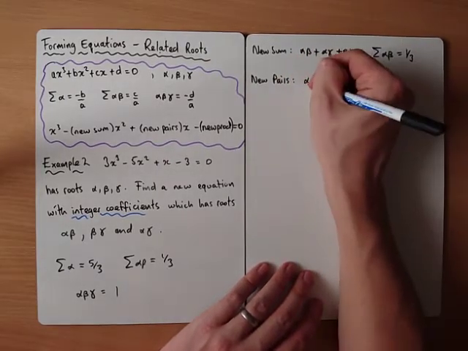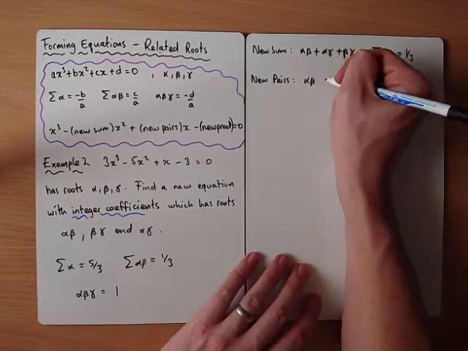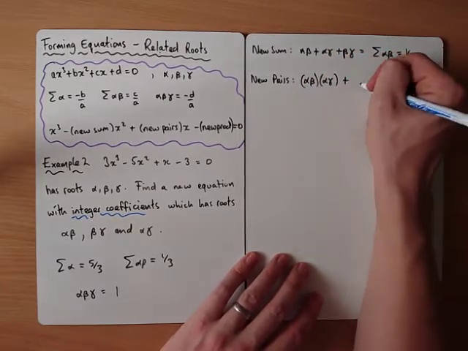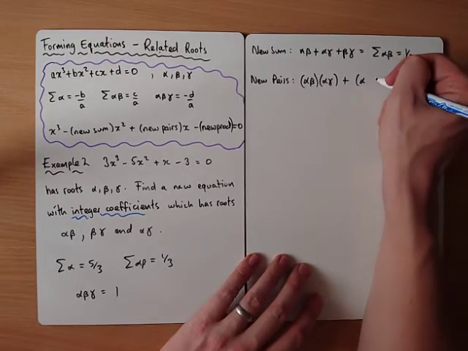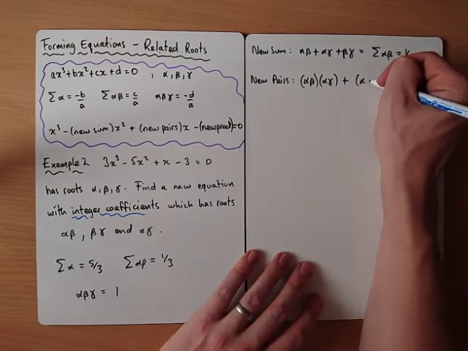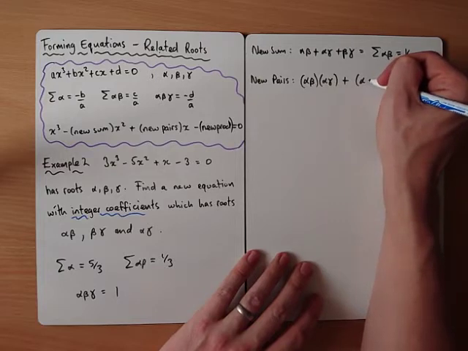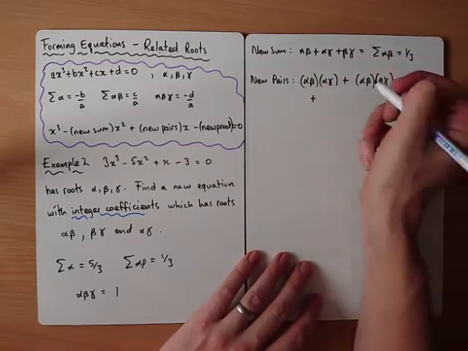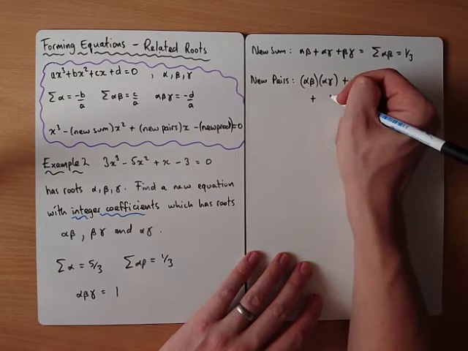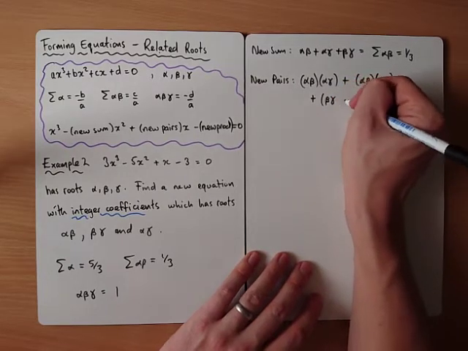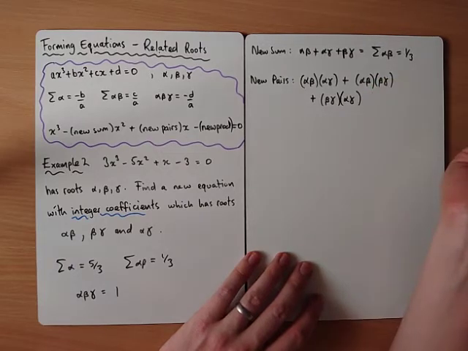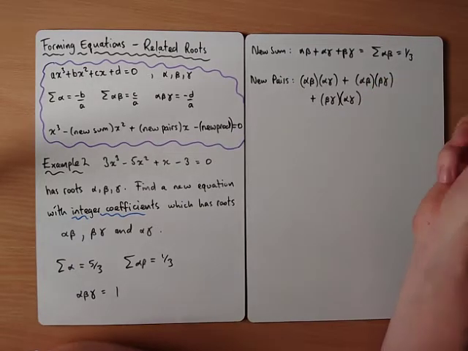So we've got to multiply alpha, beta by alpha, gamma. We've got to multiply alpha, beta by beta, gamma. And we've got to multiply beta, gamma by alpha, gamma. Okay, so there's 3 combinations for our pairs.